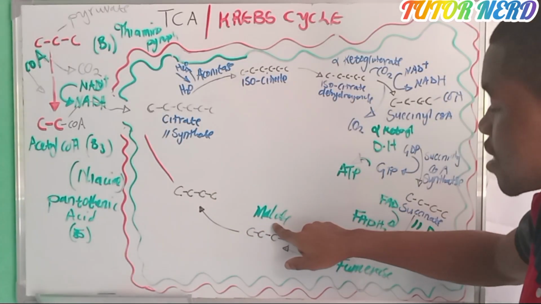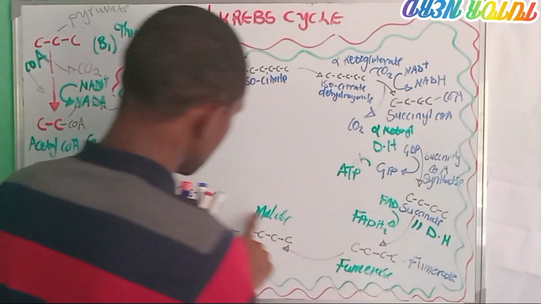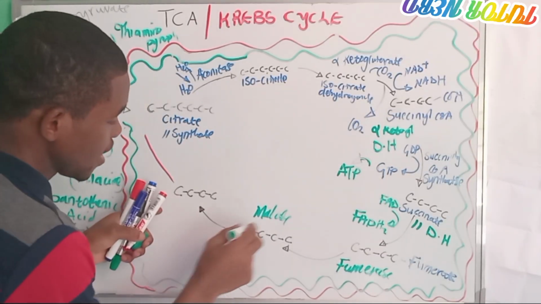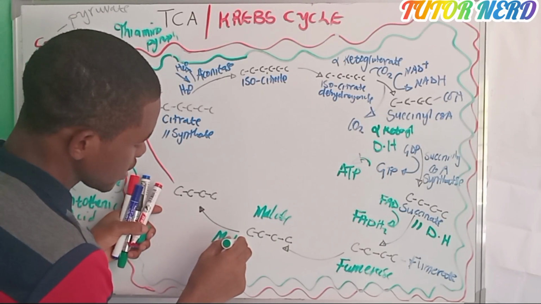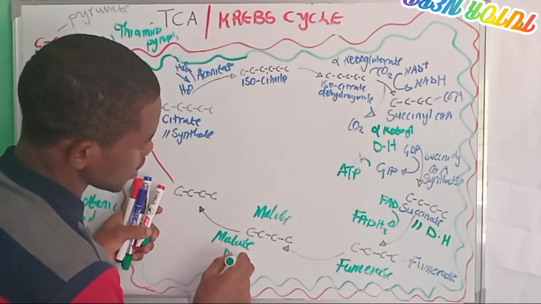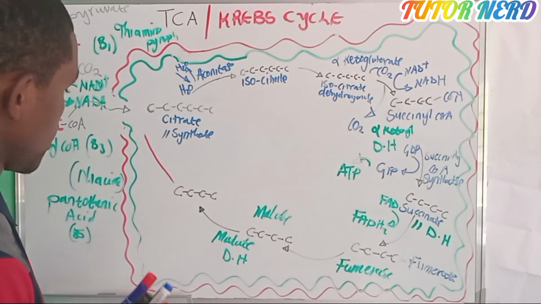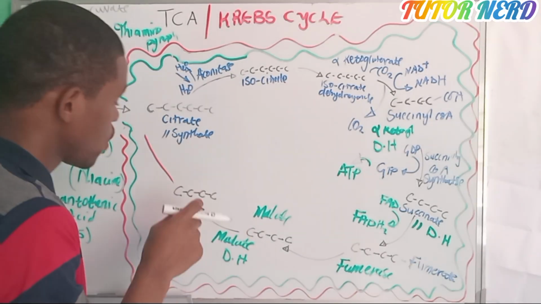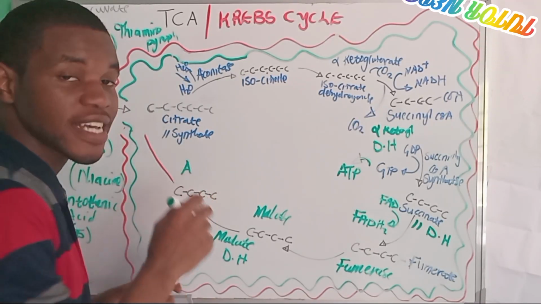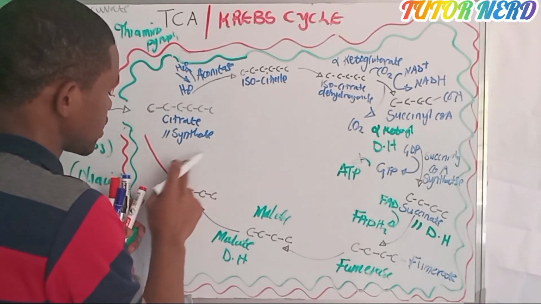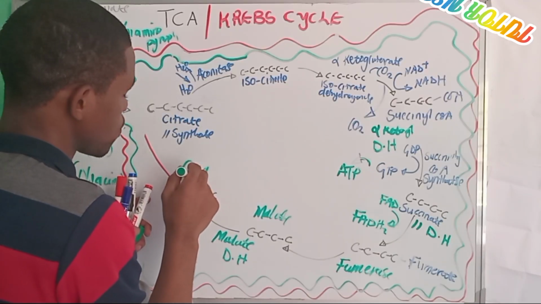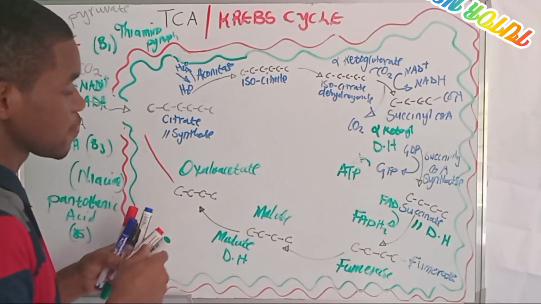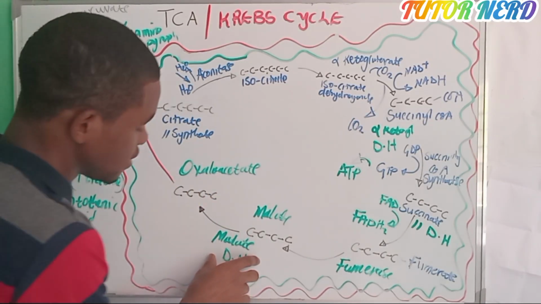So since this one is a malate, to move from malate to this intermediate, the enzyme that we're going to use is malate dehydrogenase. The same word, malate dehydrogenase. Then what we are producing here is this other intermediate, which is oxaloacetate. Okay, oxaloacetate.